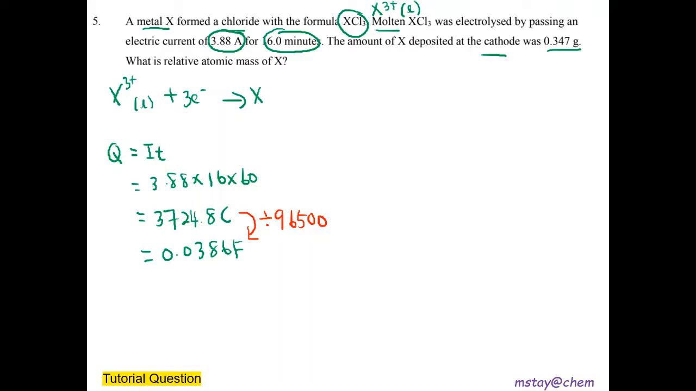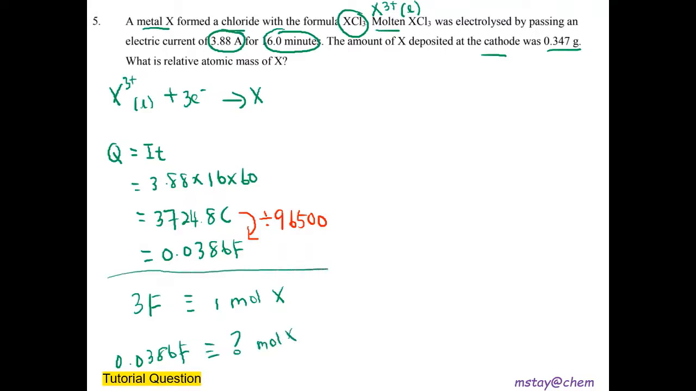Okay, basically we know that 3 Faraday, based on here, will produce 1 mole of X. So now we only have 0.0386 Faraday. So how many moles of X will be formed? The question mark will equal 0.01287 mole. How to get this? Basically, use crossover multiplication.